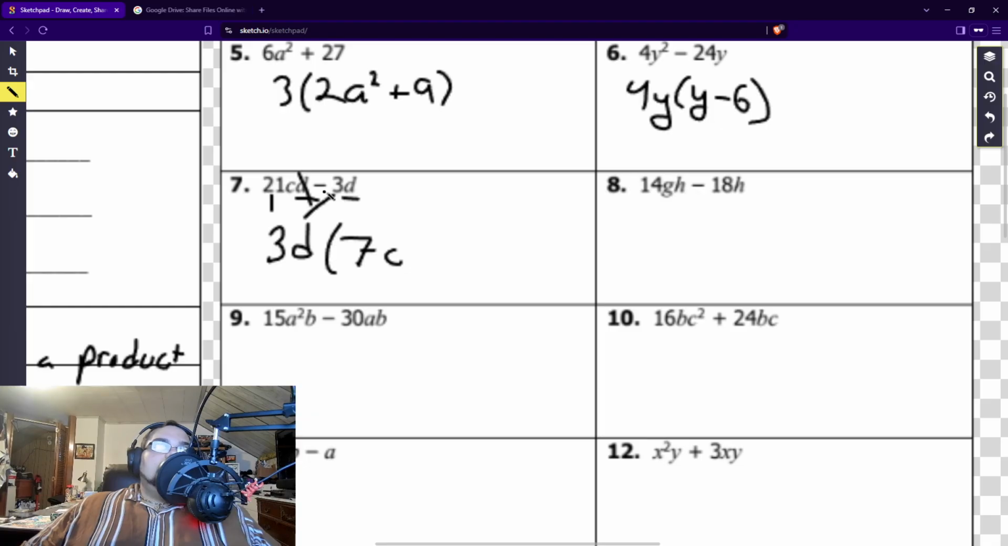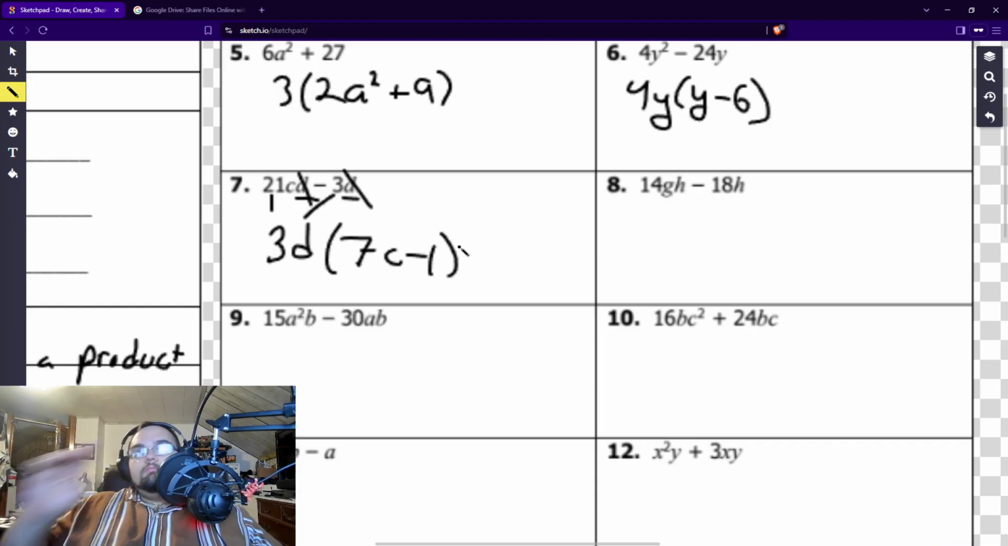Okay. Negative 3 divided by 3 gives me negative 1. D divided by D, that's gone. So just leave it. We're rocking right now. Hit up number 8.